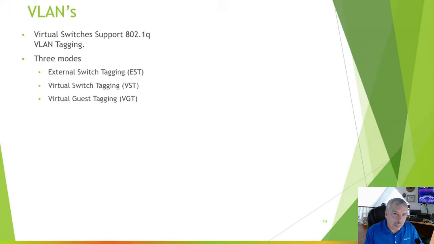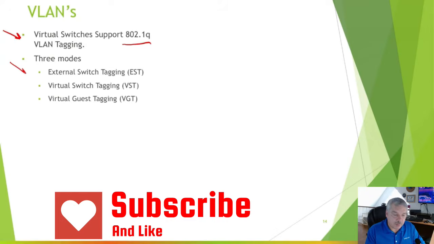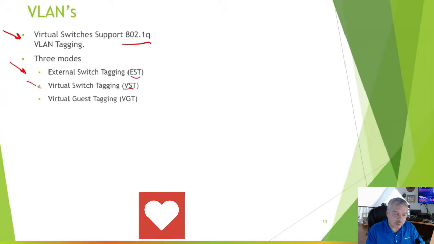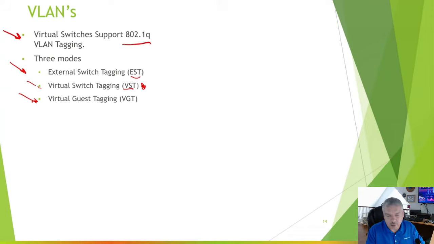All right, let's talk about VLANs. When we talk about virtual switches, we do support 802.1q VLAN tagging. There are 3 modes that you may or may not be aware of. We've got external switch tagging, which is EST, and virtual switch tagging, VST. This is the most common one. And then you have virtual guest tagging, which is the least common of the 3. So let's talk about the first one.